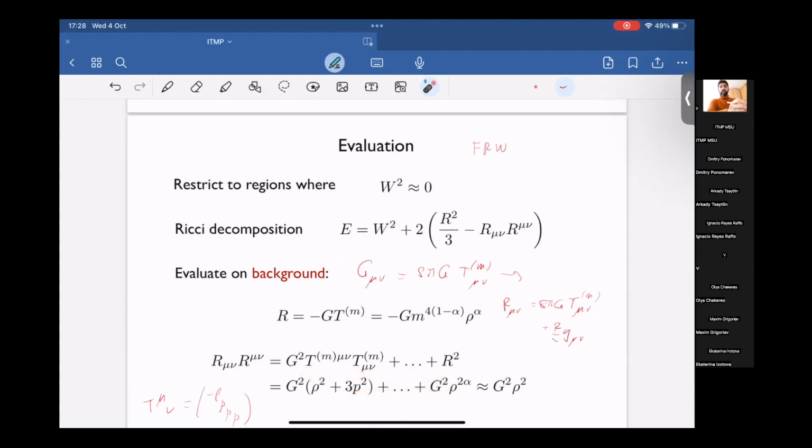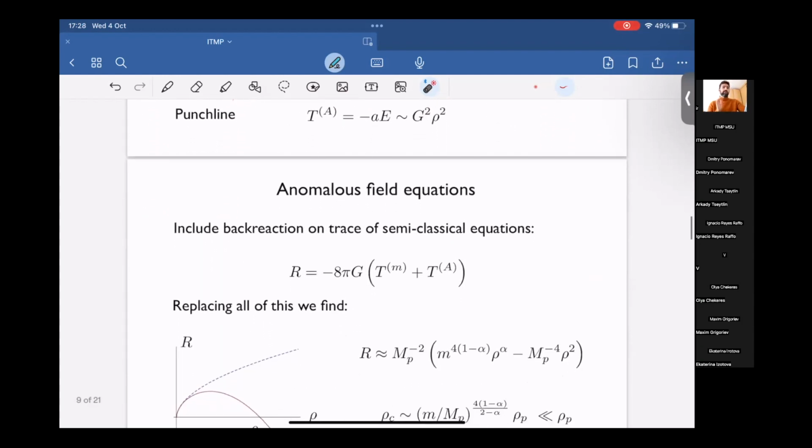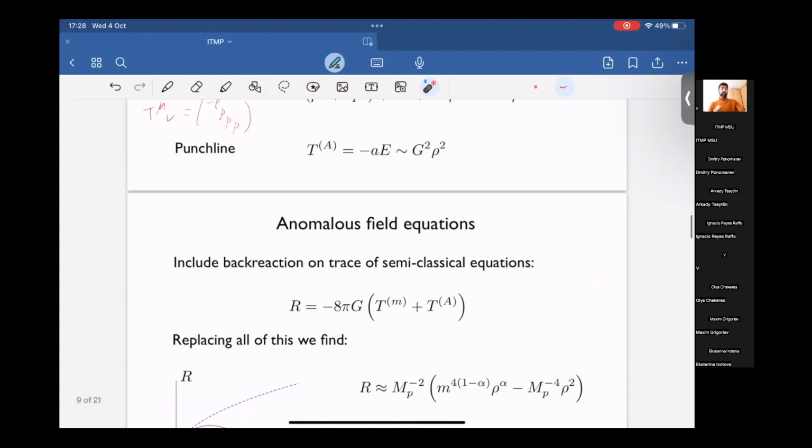Okay, good, thanks for the questions, because maybe the logic is a bit confusing. And now it might get a bit more confusing, because now that I evaluated something on a background metric, I go back to the original equations I wanted to solve, which were the semi-classical equations with both contributions on the right-hand side. If we take the trace of those semi-classical equations, this is what we're going to get.